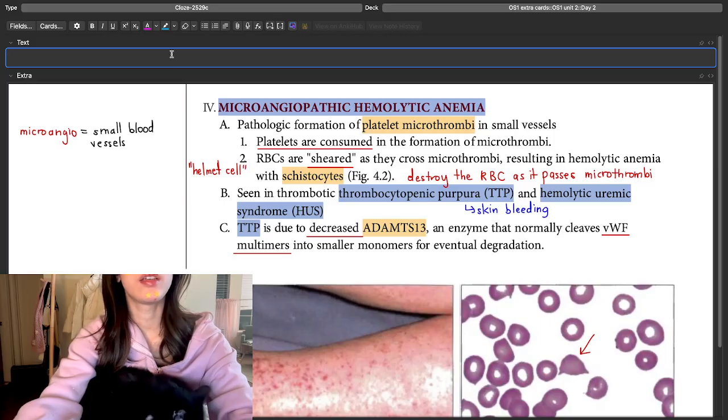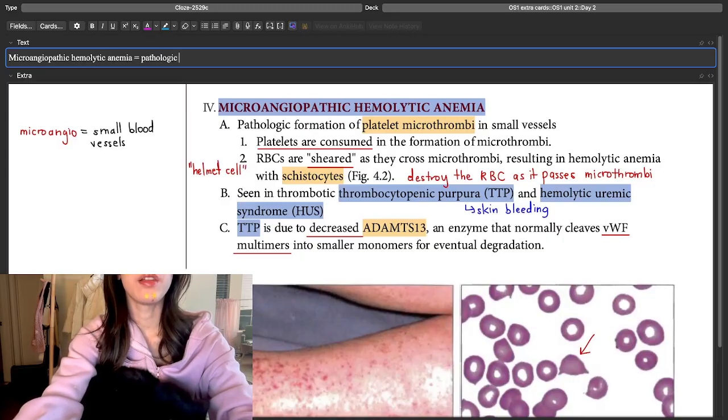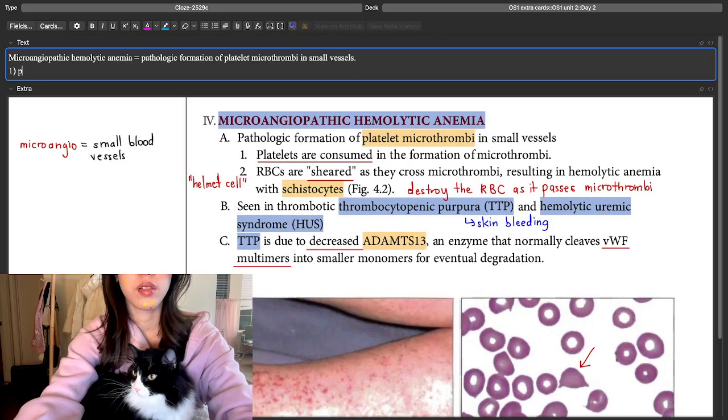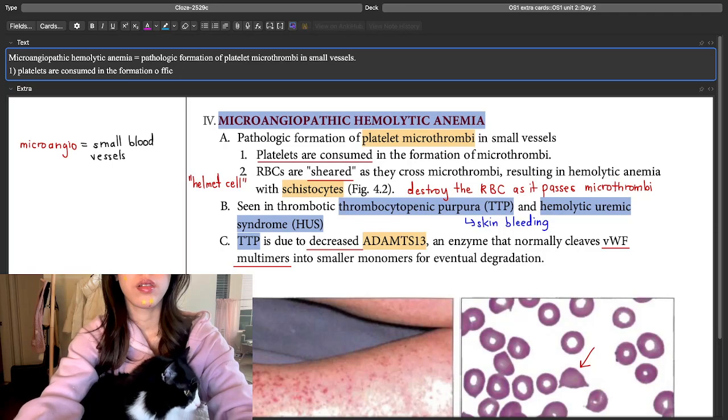Let's see. Microangiopathic hemolytic anemia. Pathologic. Platelet. Microthrombi. Vessels.